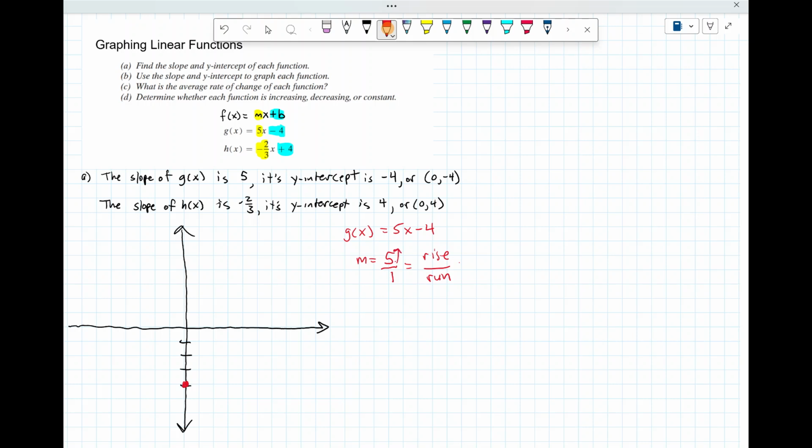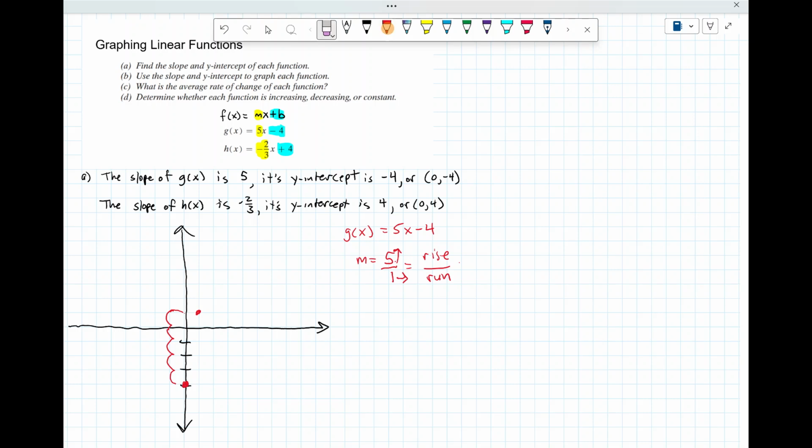And since I have a positive 1, that means I'm going to the right 1. So I'm going to just count up 5: 1, 2, 3, 4, 5. And I end up here. And then I go over 1 to get my next point.